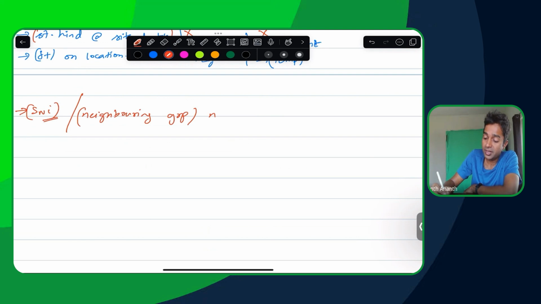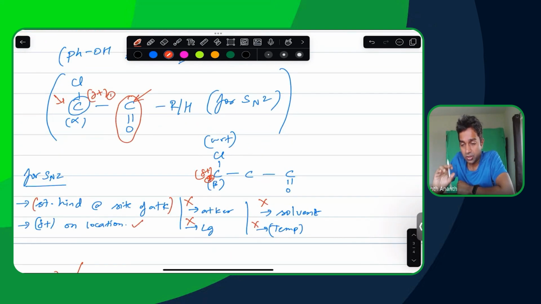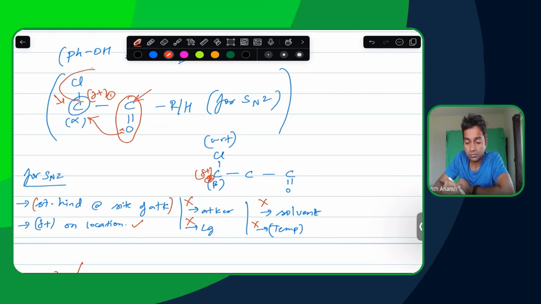So when you're going to be considering the NGP aspect over here, what happens is this. You can have this fellow going and attacking this fellow and kicking this fellow out. And then an external nucleophile will come and attack either here or here.